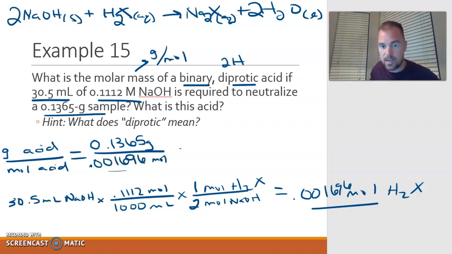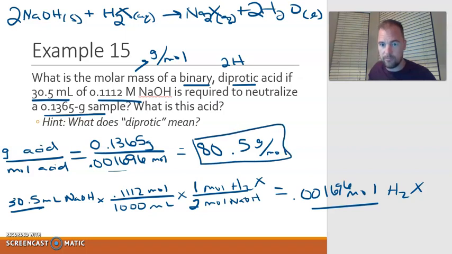0.001696 moles, then if I divide these two values, I'm going to end up getting my answer in the units of grams per mole, which is the molar mass, right? So 0.1365 divided by 0.001696. I'm going to end up getting my answer with 3 sig figs because of the 30.5. The molar mass for my unknown acid is 80.5 grams per mole. This is the molar mass of my acid.